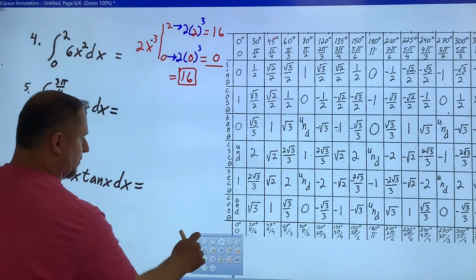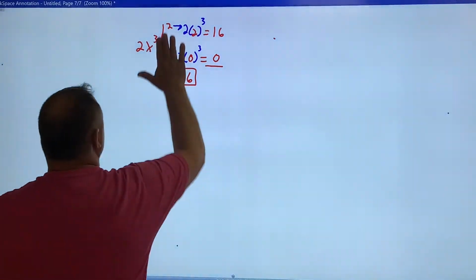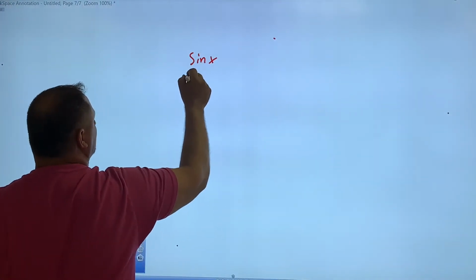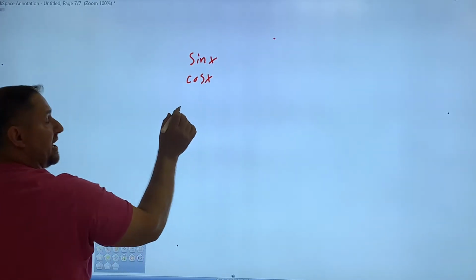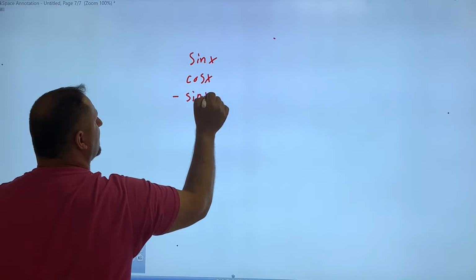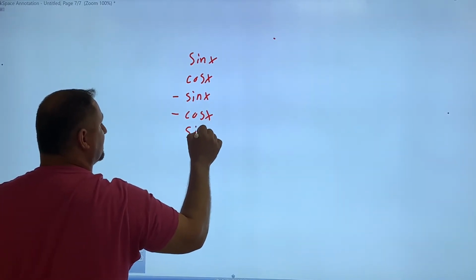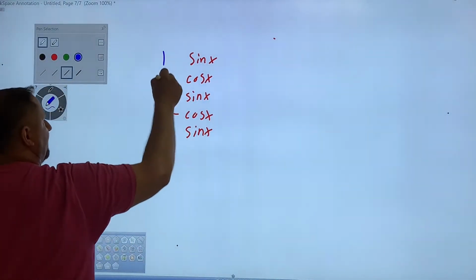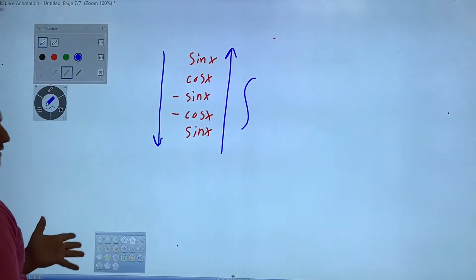So let's write the note somewhere. So the note is sine x. The derivative of sine x is cosine x. The derivative of cosine x is negative sine x. The derivative of negative sine x is negative cosine x. The derivative of negative cosine x is sine x. And these are derivatives on the way down. So that means if they're derivatives on the way down, they're antiderivatives on the way up. And we're going to use that.